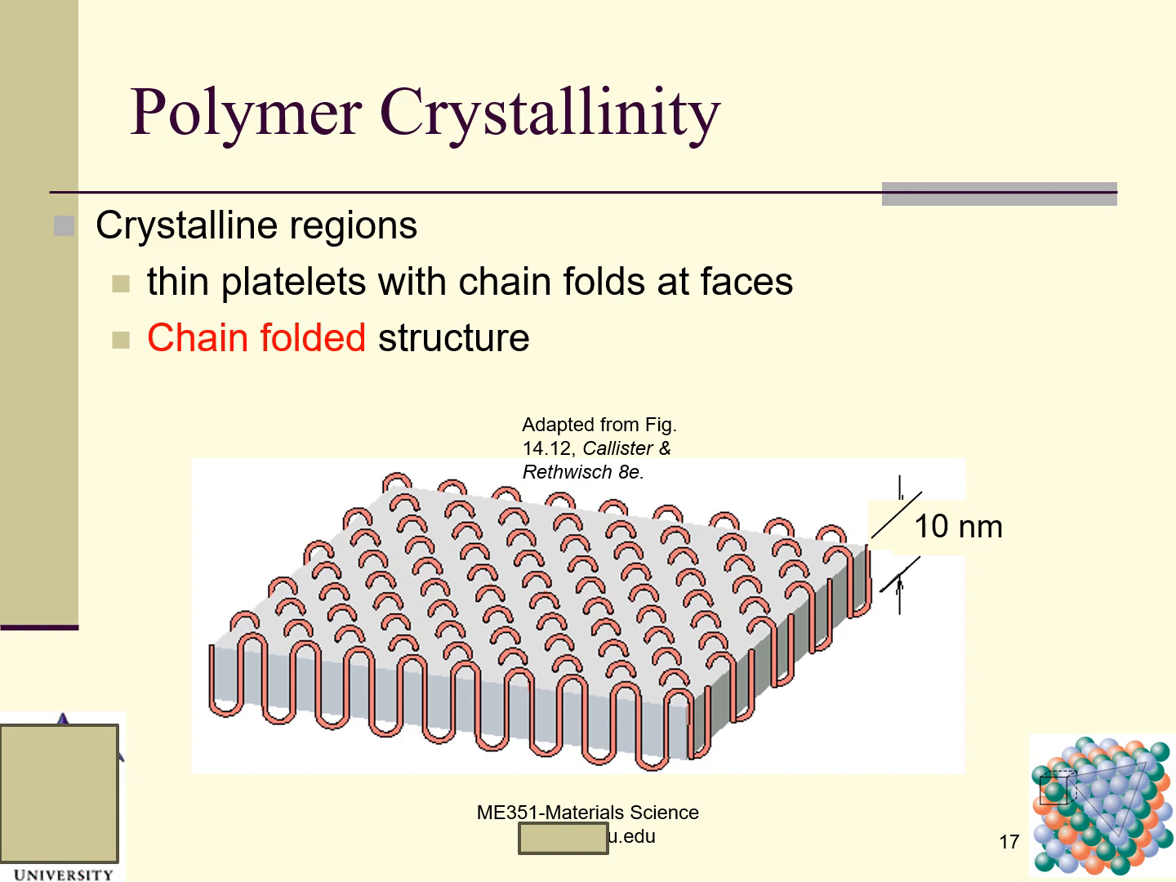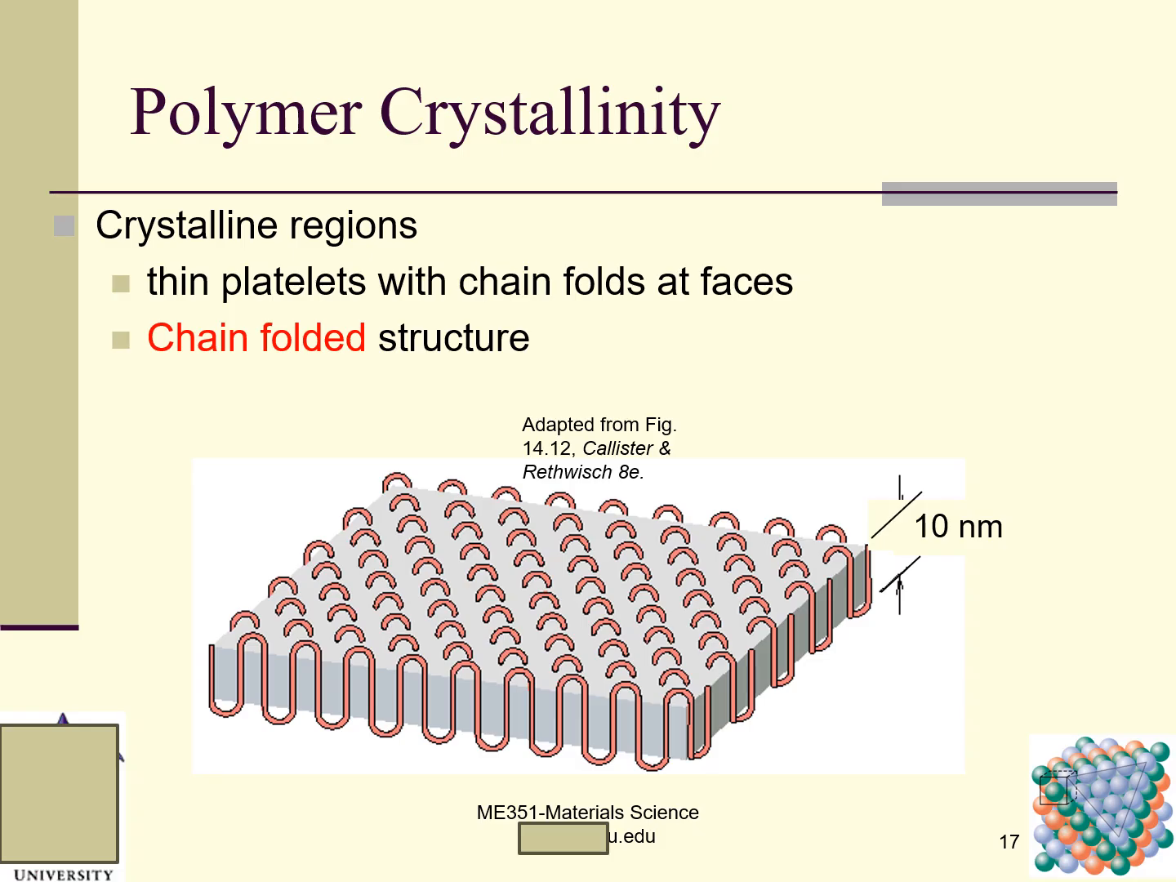Then we talk about polymer crystallinity. Crystalline regions are thin platelets with the chain folds at the faces. So thin platelets, like a droplet, this is a small drop.